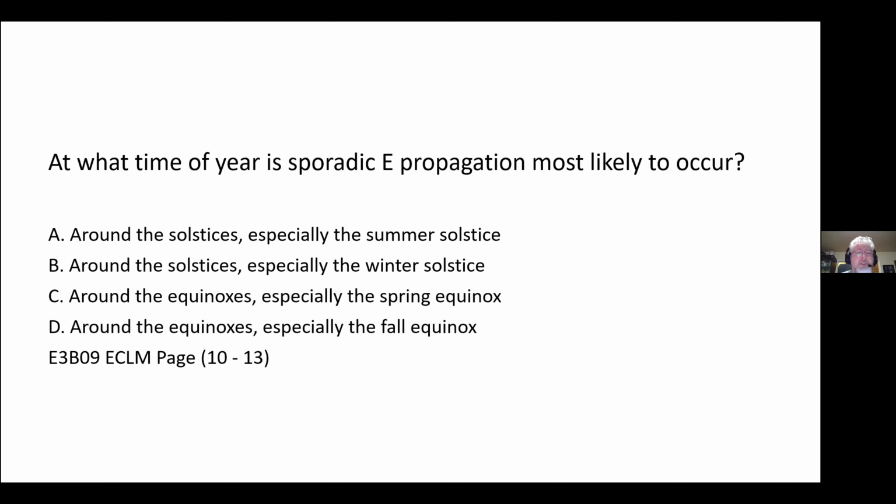At what time of year is sporadic E propagation most likely to occur? A, around the solstices, especially during summer solstice. B, around the solstices, especially the winter solstice. C, around the equinoxes, especially the spring equinox. Or D, around the equinoxes, especially the fall equinox. Alpha is correct. Around the solstices, especially summer solstice.